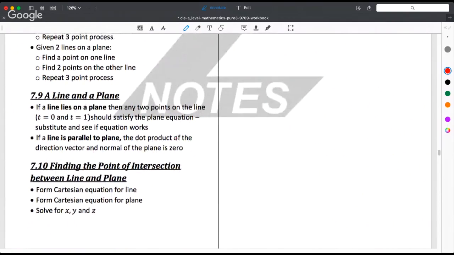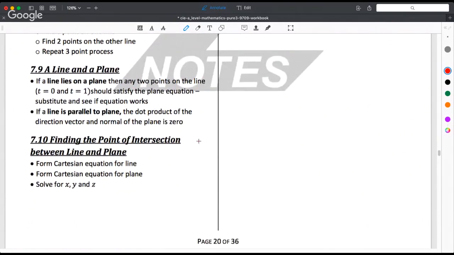A line in a plane. Right. If a line lies on a plane, then any 2 points on the line should satisfy the plane equation. Right. Yeah, that makes sense. So, and then if a line's parallel to plane, the dot product of the direction vector and the normal to the plane is 0. Oh, right. Okay. So this is an important thing.